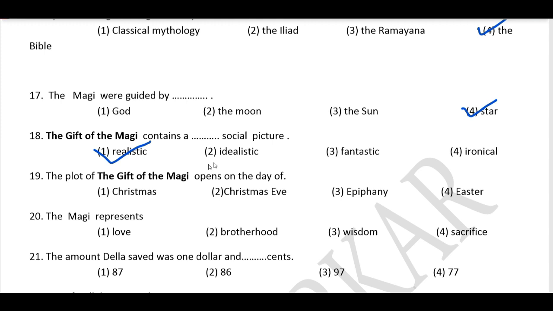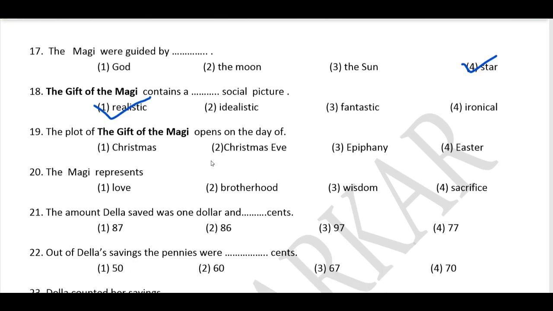Okay. Then 19. The plot of The Gift of the Magi opens on the day of. Never confuse Christmas or Christmas Eve. Actually, Della wanted to buy gifts for Jim on the occasion of Christmas, but the day was Christmas Eve. That is one day before the Christmas. So the right answer is 2. Christmas Eve, not Christmas.